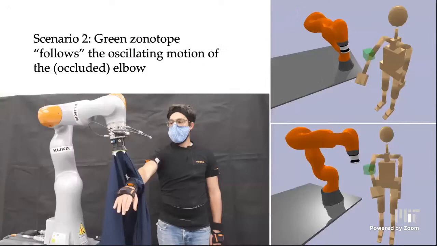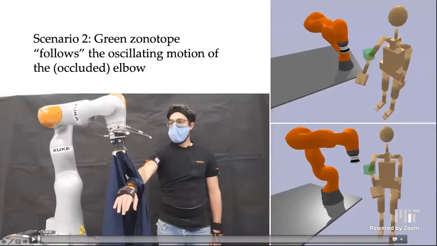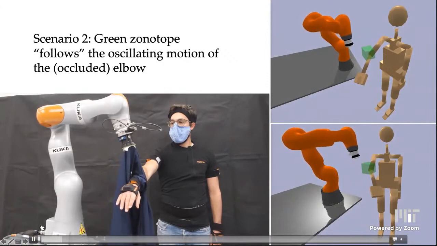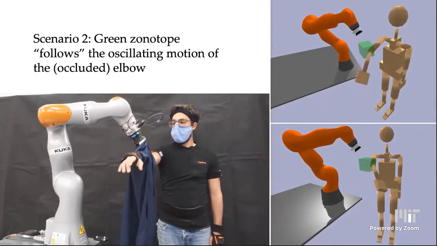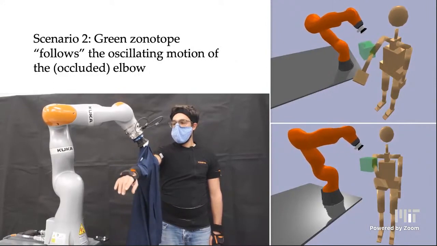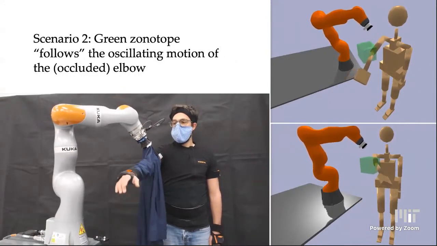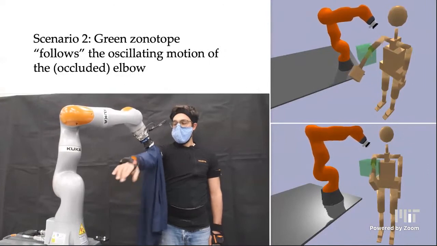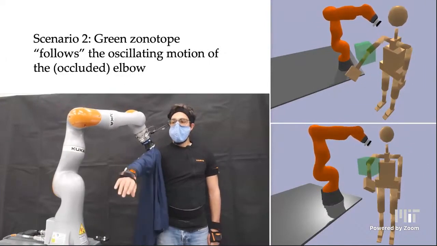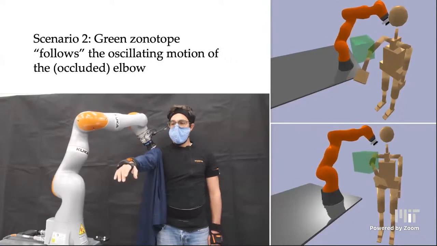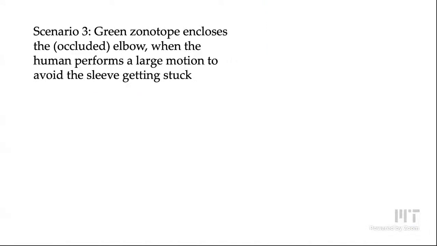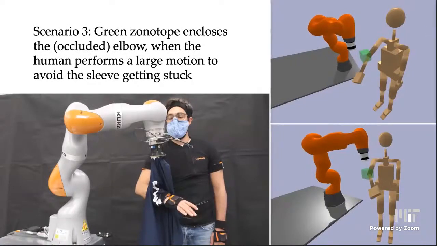In the end, I just want to share the video. On the left, you see the real human. On the right, you see the simulation replaying the real data, and the green box is the set generated by the algorithm as the estimation of the human elbow position. As you can see, even though the human moves a lot, the box will enlarge to capture the true human elbow position. And yeah, I'll take questions offline.